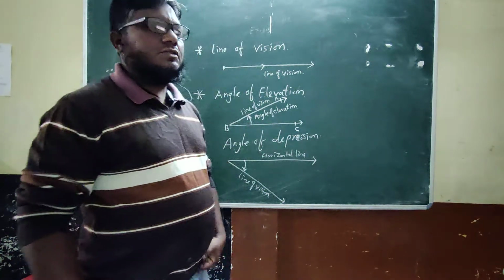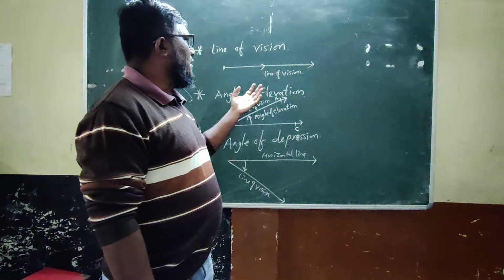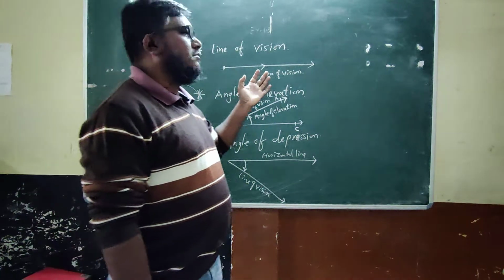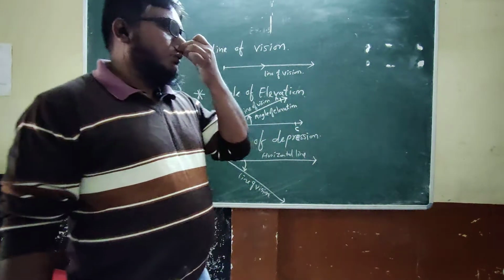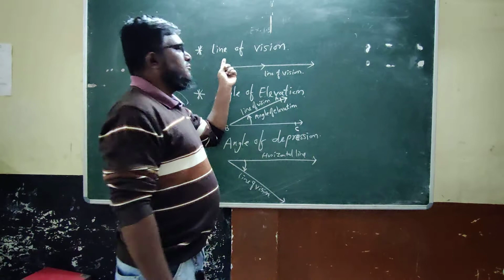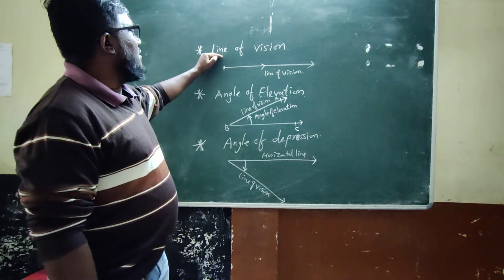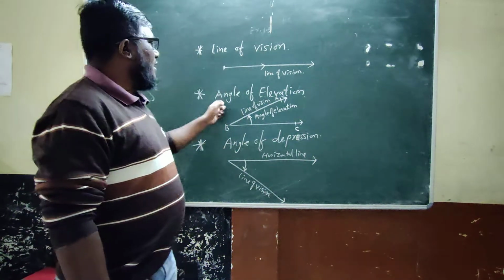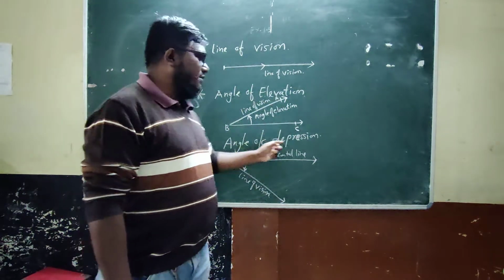We are going to discuss some basic things regarding solving exercise number 6.2. Before solving exercise 6.2, we'll discuss what is line of vision, angle of elevation and angle of depression.